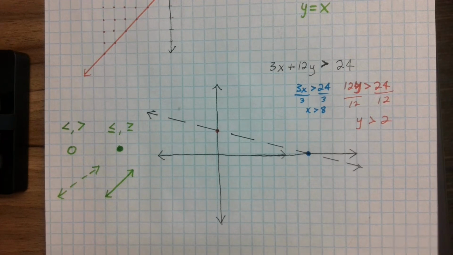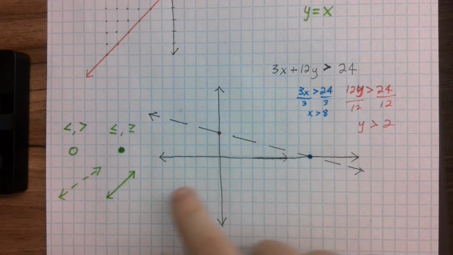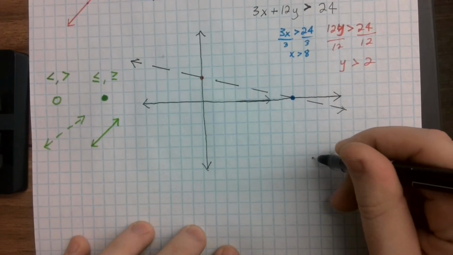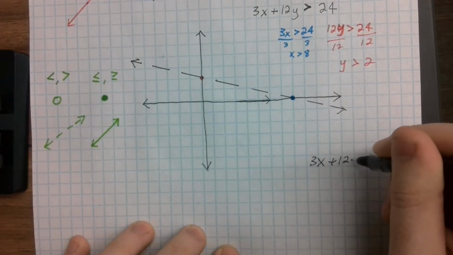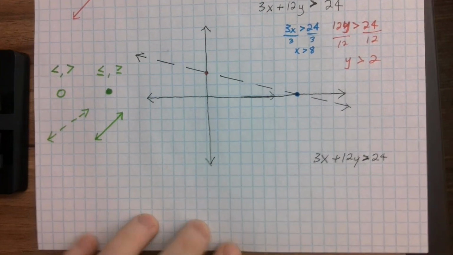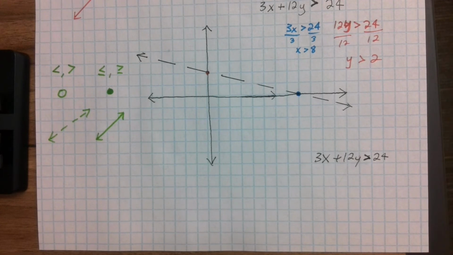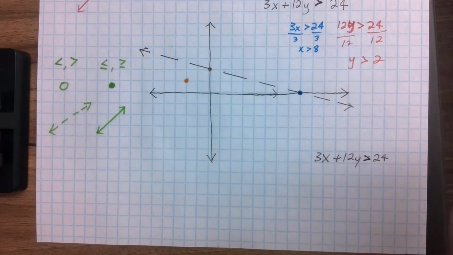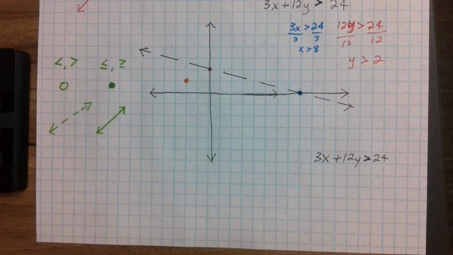But now here's the problem. I don't know if I should say that all the points above or all the points below are solutions. The way we find out is this. We take our original inequality, 3x plus 12y is greater than 24, and we want to try out a test point. The test point could be any point as long as it's not on our boundary. So let me pick, I don't know, this point right here, -2, 1.